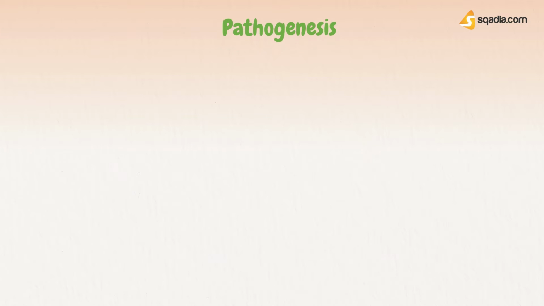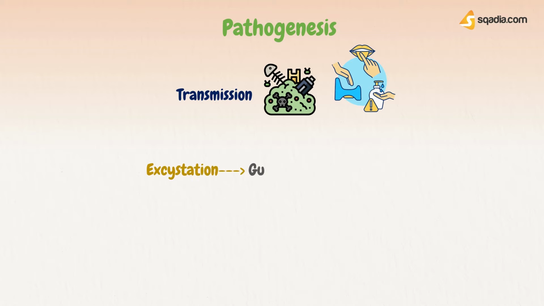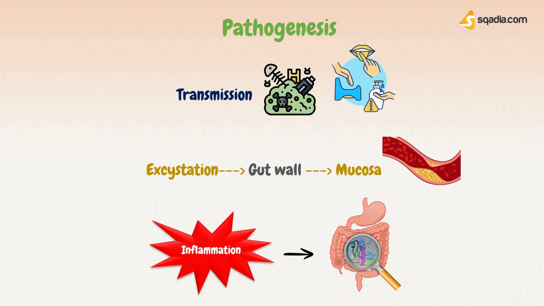Right here we are going to learn the pathogenesis of Giardia lamblia. The transmission occurs by ingestion of cysts in fecally contaminated food and water. Excystation takes place in the duodenum, where the trophozoite attaches to the gut wall, but does not invade the mucosa and does not enter the bloodstream. The trophozoite causes inflammation of the duodenal mucosa, leading to malabsorption of protein and fat.